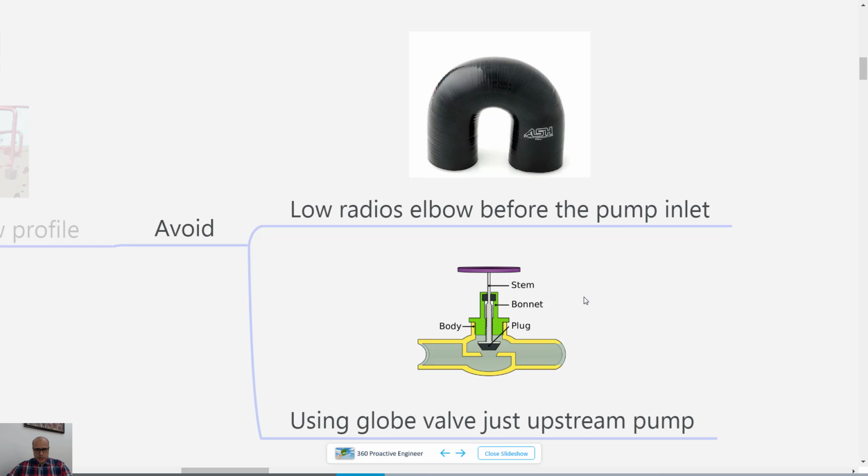Both of those two actions will cause high pressure drop on the suction, as we mentioned, and this will cause cavitation because the pressure at the suction can go below the vapor pressure of the liquid. In the long run, this will cause significant damage to the pump impeller and the performance of the pump.